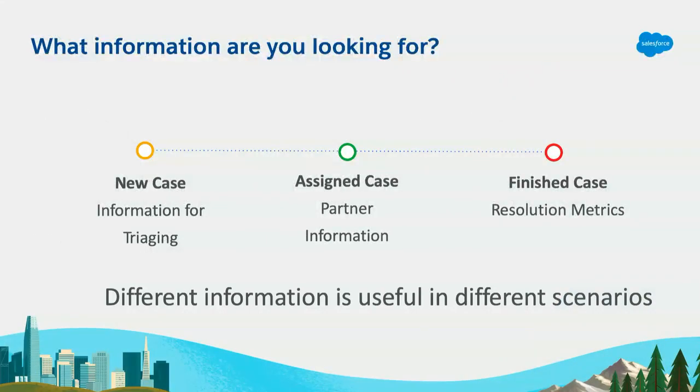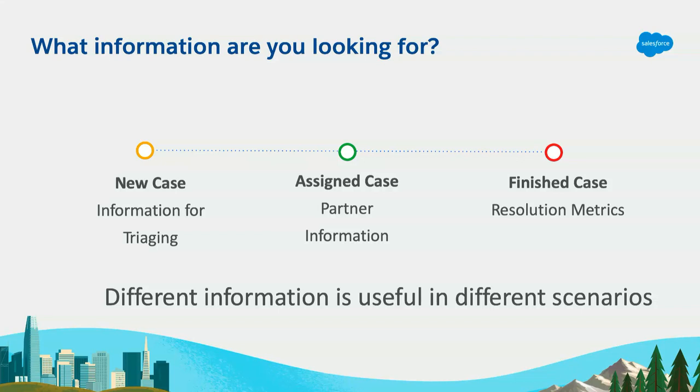So let's take the example of the case lifecycle. With a new case coming in, you want information that's going to help you triage that case. That might be like what partner it's from, and then the content of the first email. But once you assign that case, that information is still important, but maybe that user actually wants some additional information like their past interactions or other details on the case record that's going to allow them to do their job a little bit more efficiently. Then once the case is finished, they're going to want to actually see the resolution metrics to see how fast they were able to resolve that case and how well their partner communication went.